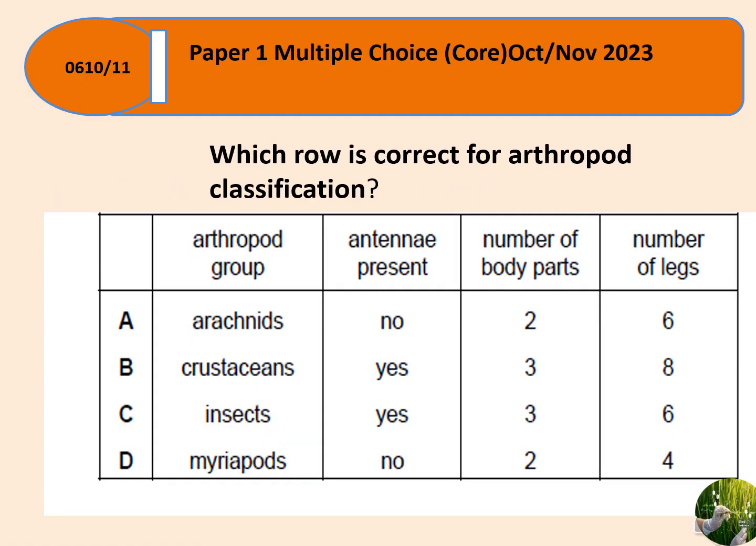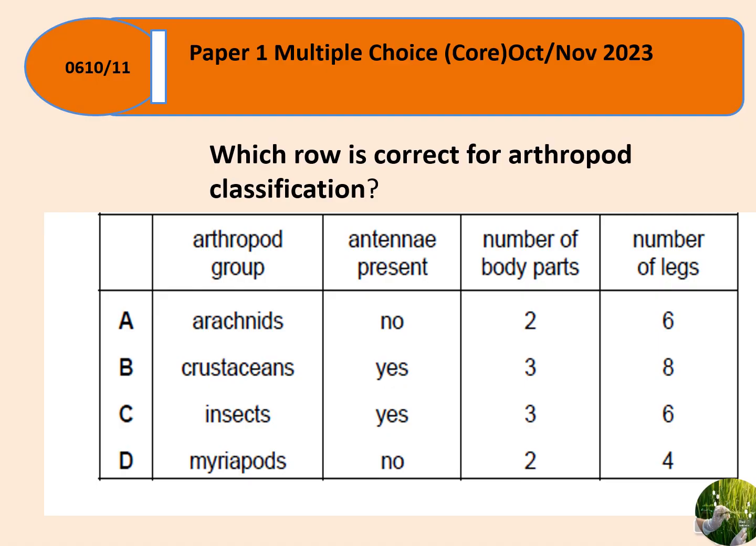Multiple choice question, October-November 2023. Which row is correct for arthropod classification? Now it is given the arthropod group, antennae present, number of body parts and number of legs. So if we take A, the arachnids, antennae present, it says no. Number of body parts 2, that is correct. Number of legs 6, that is not correct. So it is not the answer.